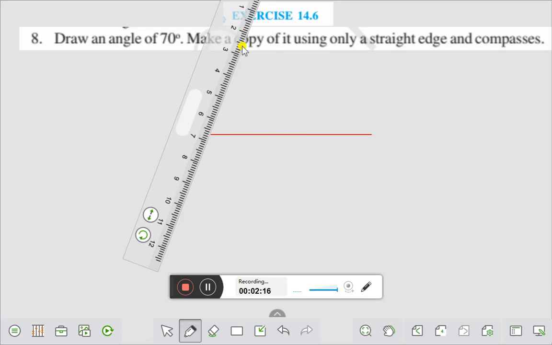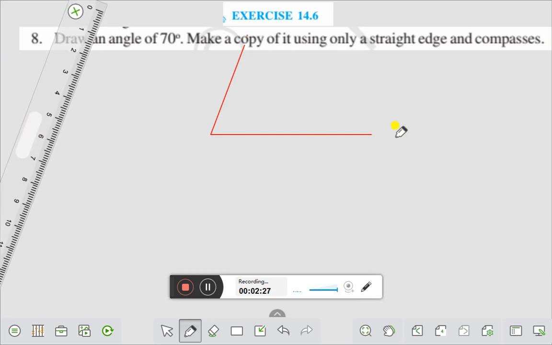Now draw a line here. This is angle of 70 degree, right? This angle is 70 degree and put an arrow here. This point is A point. This point is B point. And this point is C point. Alright. Draw an angle of 70 degree. This is angle of 70 degree.